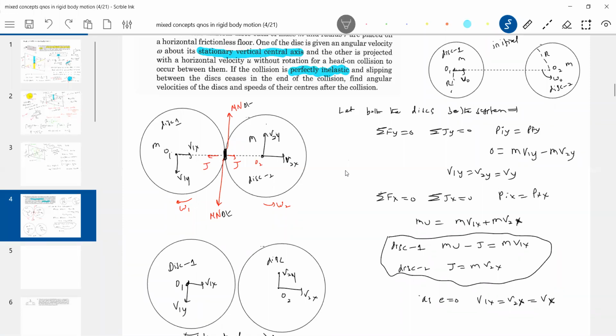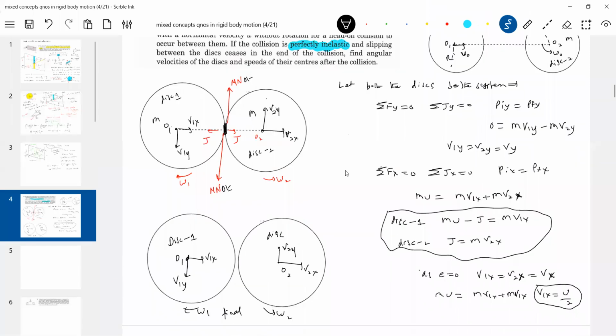They will collide and undergo maximum deformation, and at maximum deformation, both must have a common velocity. Agree with this? In an inelastic collision, both will have a common velocity. So from that I'll substitute: m u is equal to m v1x plus m v1x. Therefore v1x is equal to u by 2. And what is v1y?